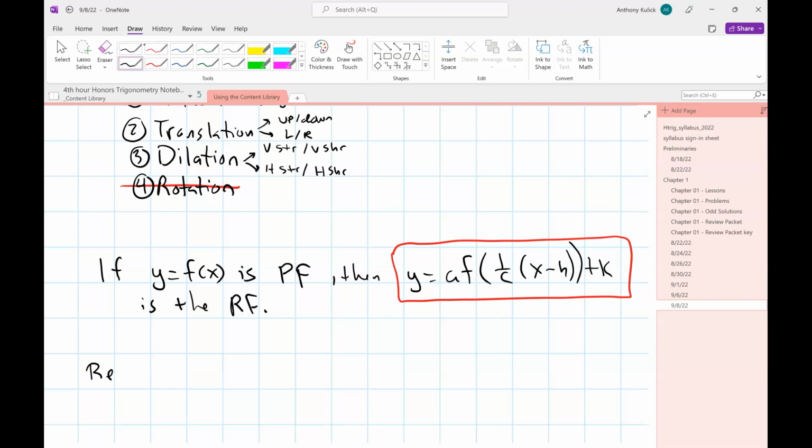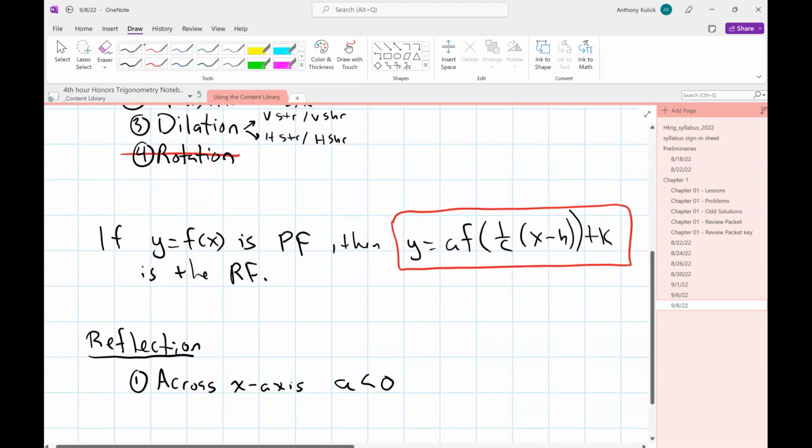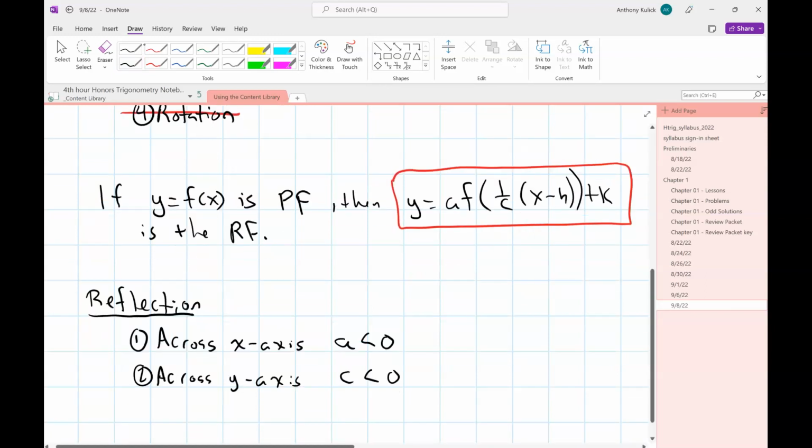All right, let's talk about each one of these different types of transformations. We have 2 types of reflections. We said we can reflect across the x-axis. That happens when the sign for a is negative. And we can also reflect across the y-axis. This happens when the sign for c is negative.